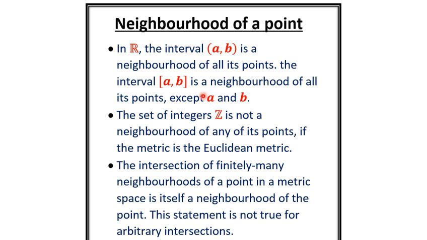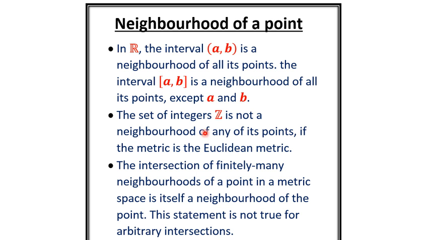Why is that so? Because if you look at the point A, any open ball centered around A will definitely not be contained within this interval. Some part of the open ball will be outside. The open ball is going to contain some elements of R which are on the left side of A, and so that open ball cannot be a subset of this interval.